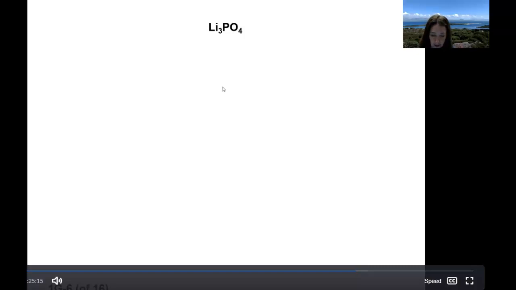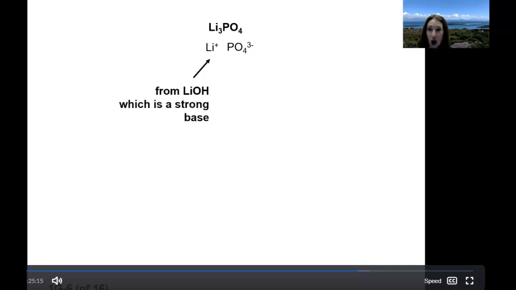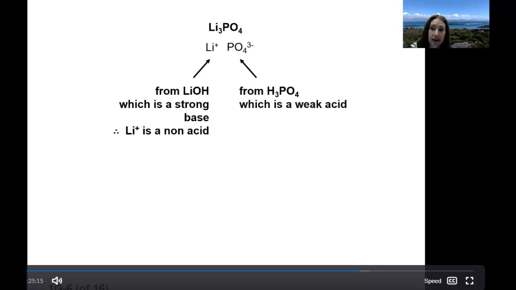So we break up the ions. Then we think, where do they come from? So Li comes from LiOH. LiOH, that's in our Jenga block. That is a strong base. So therefore, it's pH neutral, right? PO4, that comes from H3PO4. That is a weak acid. So therefore, PO4 3- phosphate must be a weak base. Therefore, this solution is going to be a basic solution.